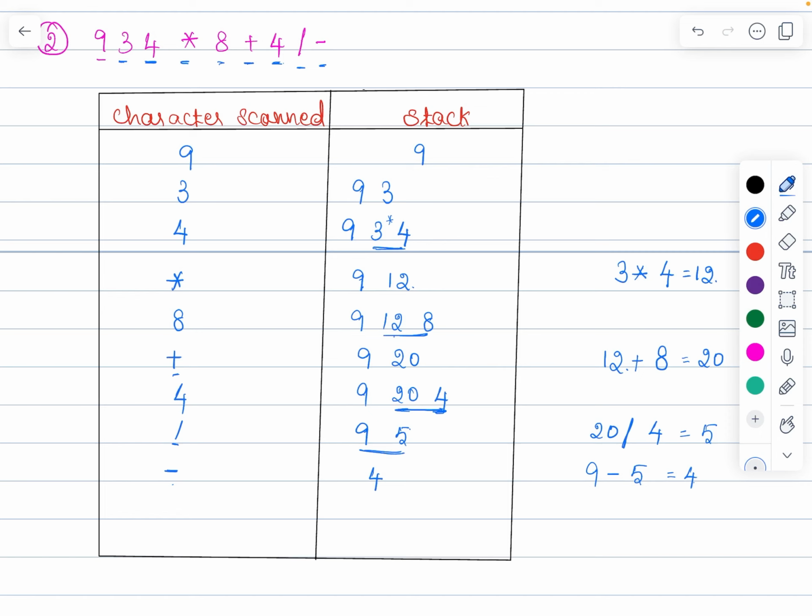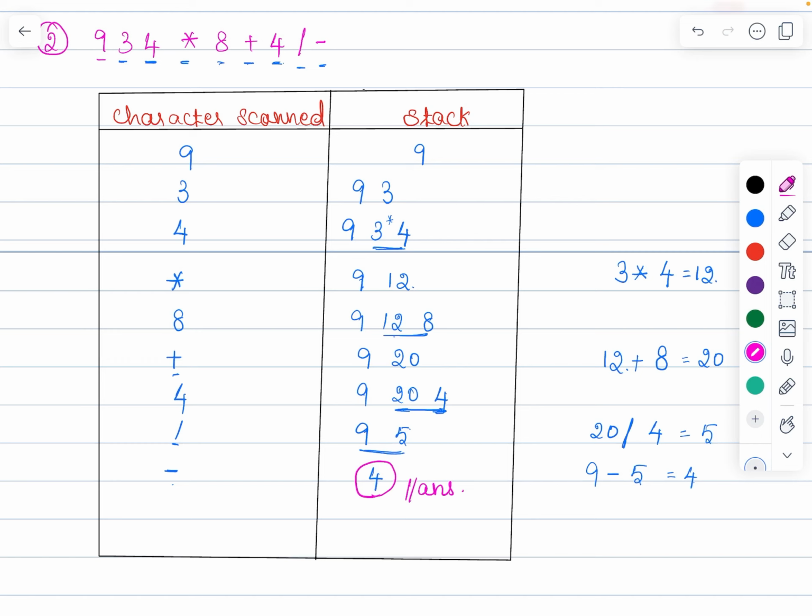Now there is 4 in the stack, and check whether there are any other symbols left out in the given expression. No, all the symbols have been scanned in the given input expression, and this is going to be the final answer. So for the given input expression, we converted it into the postfix expression, performed the evaluation, and at the end of the evaluation we got 4 as the final answer. So for the actual input expression, the answer is going to be 4.